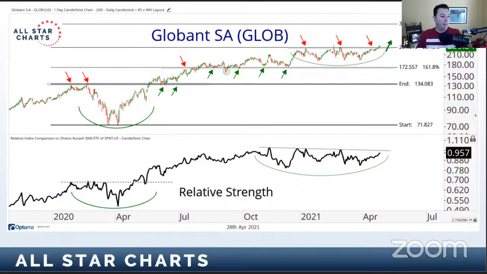And Globant is a company in Luxembourg. It's a mid-cap software stock, GLOB. The stock right now is around $200, so it's well below our risk level. So there's just no reason to buy this unless we're above 235. So keep an eye on this one, 235. We want to buy a breakout above that level.